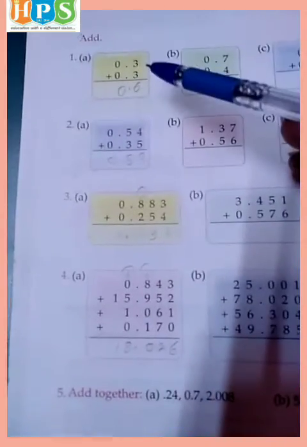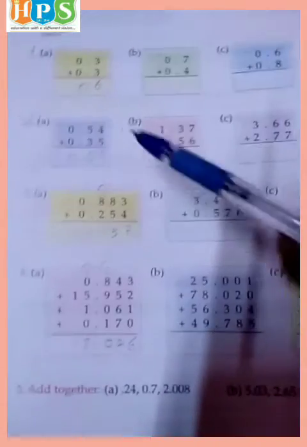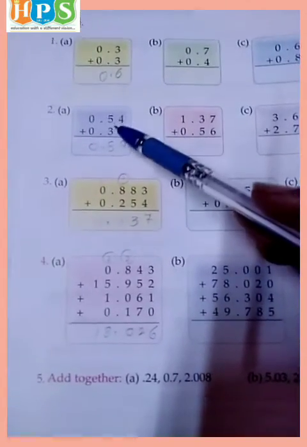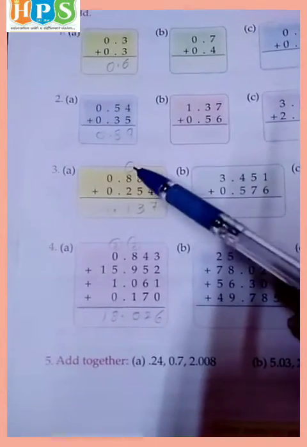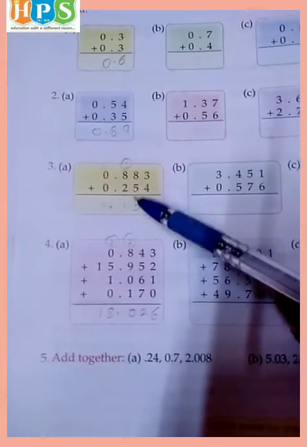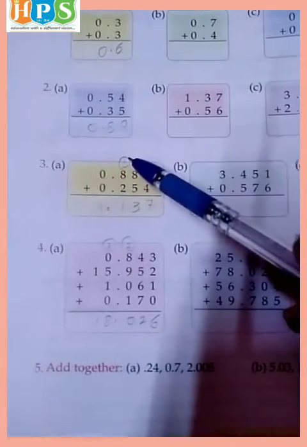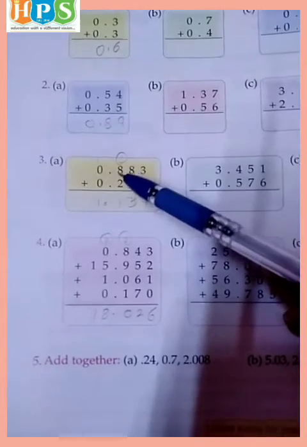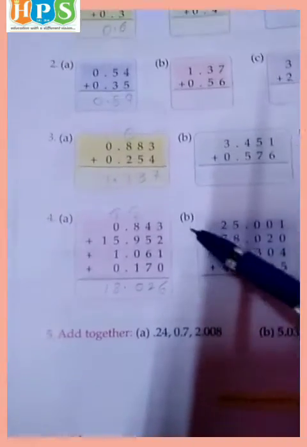Exercise 11C. Addition in decimal. 6 and 3, 9, decimal point. 4 and 5, 9. 5 and 3, 8 and decimal point. 3 and 4, 7. 5 and 8, 13, 3 and carry 1, 1 and 8, 9, 9 and 2, 11, 1 and carry 1, decimal point and 1.